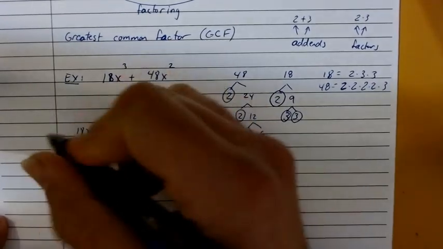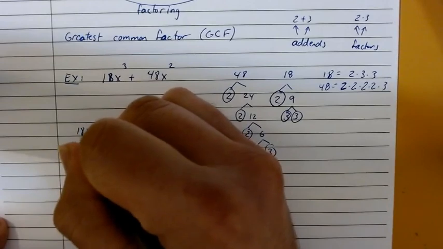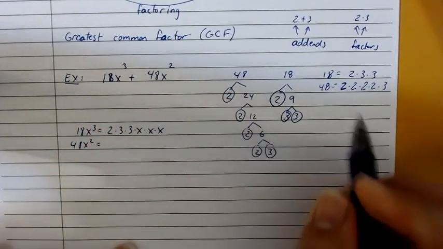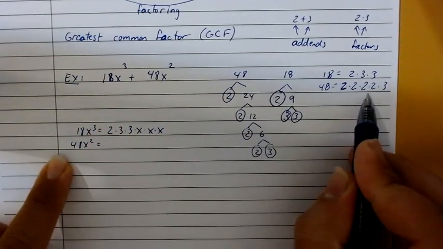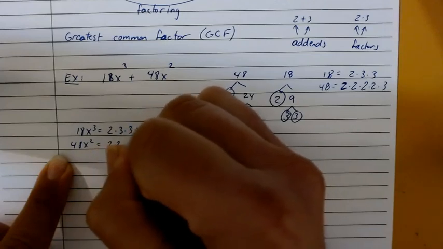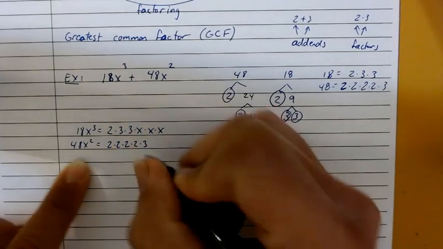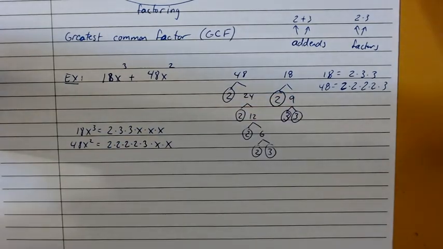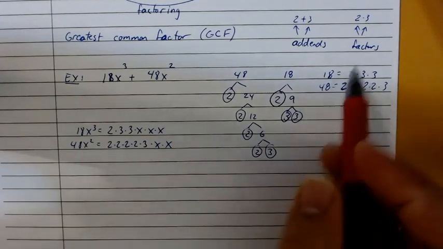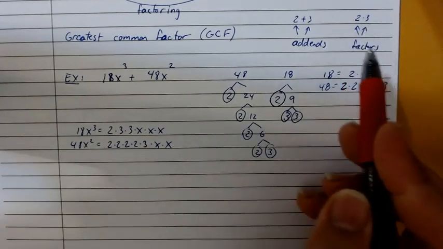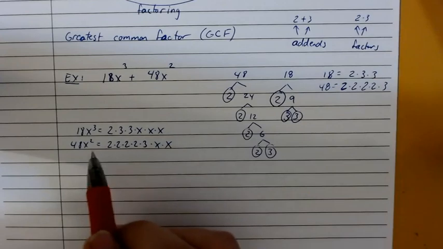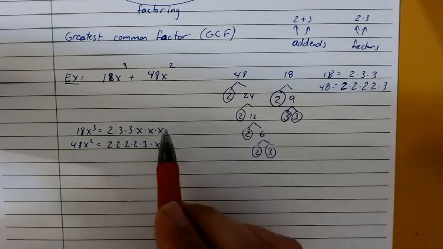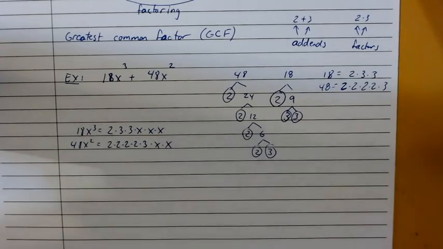I want to do something similar to 48x squared. Again, the 48 is 2 times 2 times 2 times 2 times 3, and then x squared is x times x. So now these are all the factors of 48x squared, all the things that are multiplied to give me 48x squared. And these are all the factors of 18x to the third.